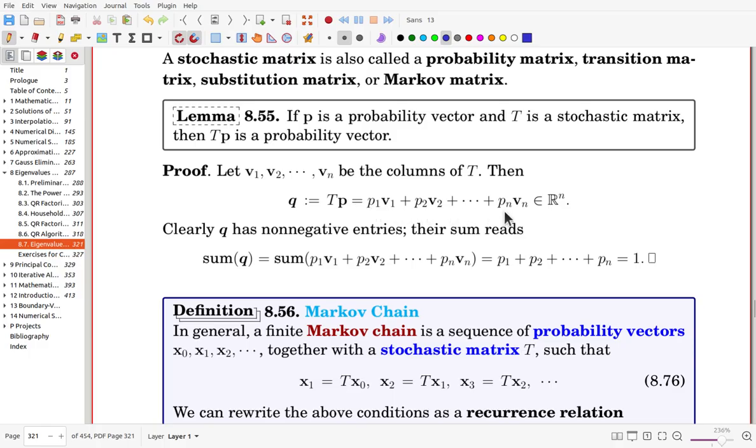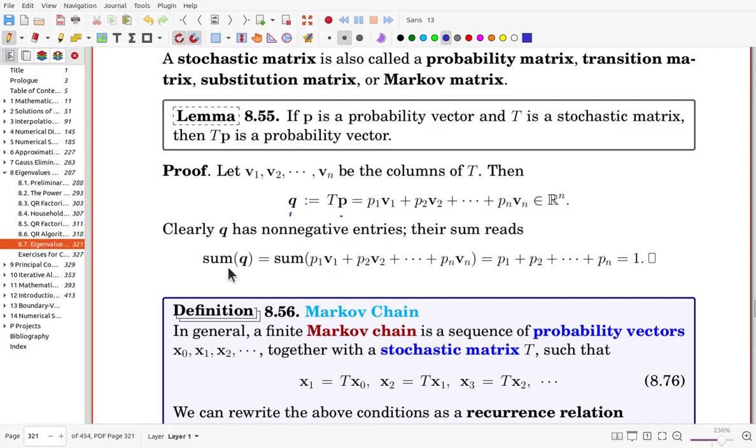So we have that. Now, if we name it Q, then we have to show each entry of Q is non-negative, and also that the sum must be 1. But non-negativity is quite clear because every entry of this matrix and vector is non-negative, so their linear combination must be non-negative.